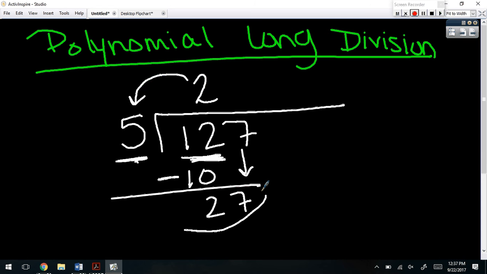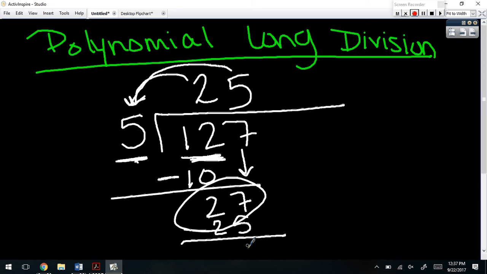27. Now I'm looking down here. How many times? 5. Now I put that up top. Same thing, multiply, and subtract. What's 27 minus 25? 2. Now I've hit a point where 5 can't go into 2, right? No decimals, though. What is this called?